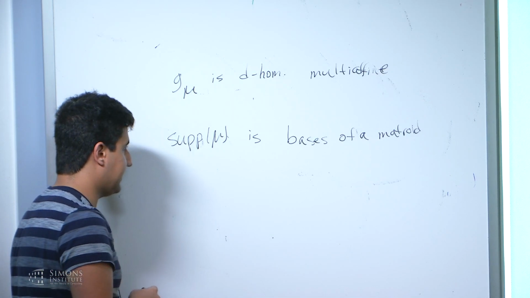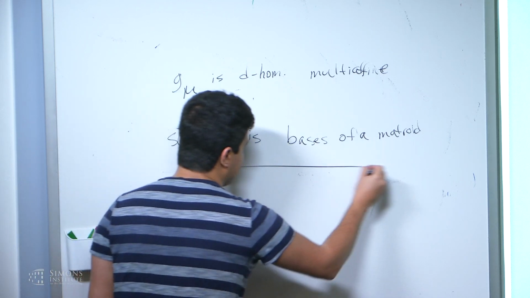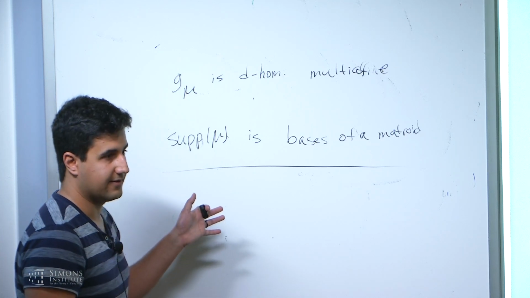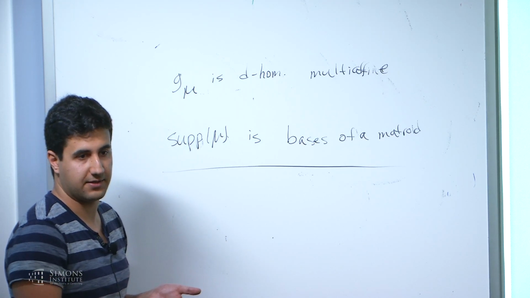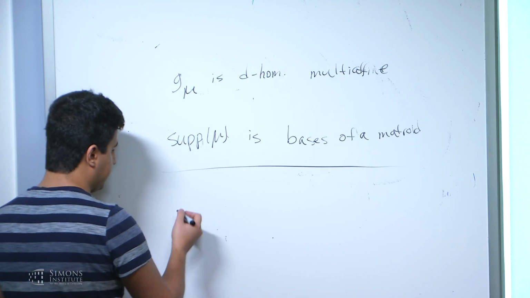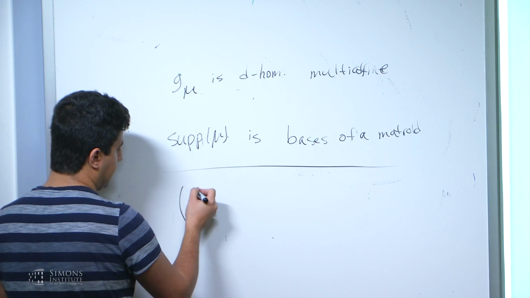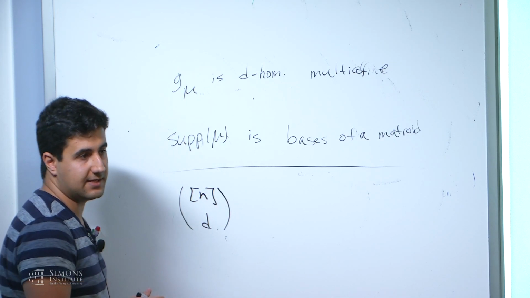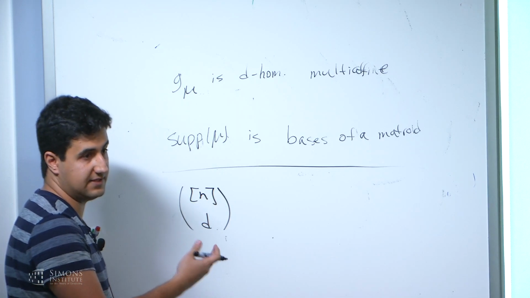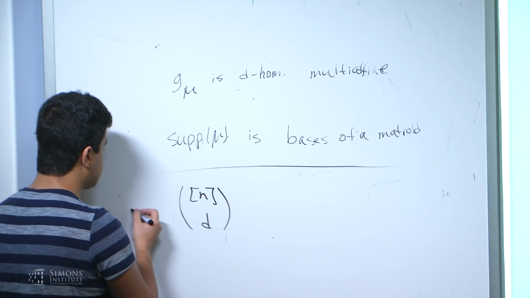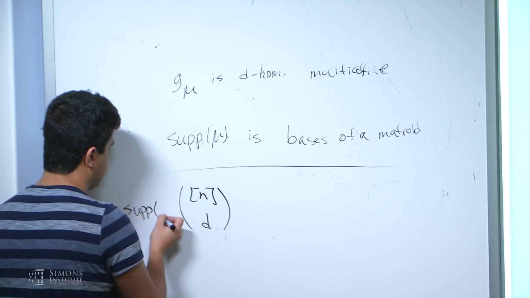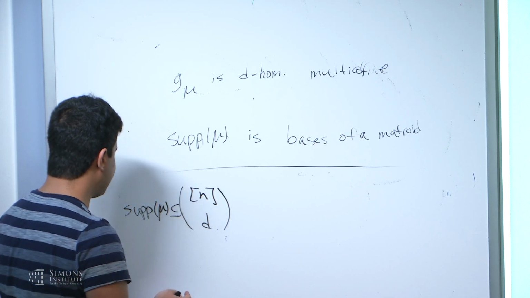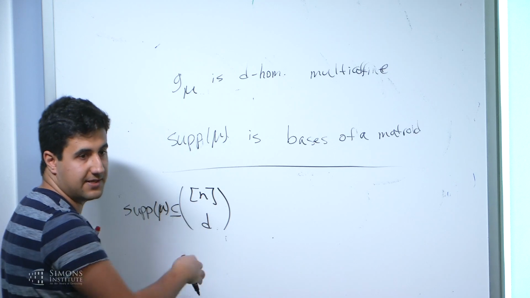So to prove this, we're going to use this geometric characterization of bases of matroids. So what is the support going to look like here? The support is going to be on a slice of the hypercube, right? So you look at basically all this set, which is all 0,1 vectors where exactly you have d 1s, right? The support of mu is going to be a subset of this.